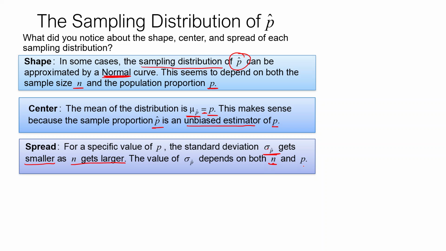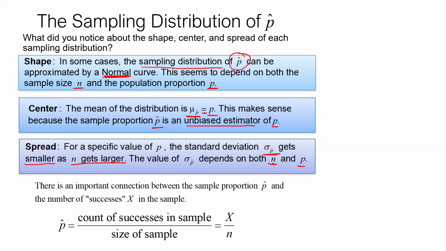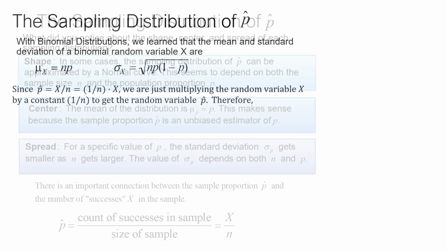And then it does depend on both n and p. So we'll have a formula for calculating it here in just a second. All right, and so remember, if we want to do p hat, it's the number of successes in the sample over the size of the sample. So it's x divided by n. We're going to use that here to come up with some formulas in just a second.